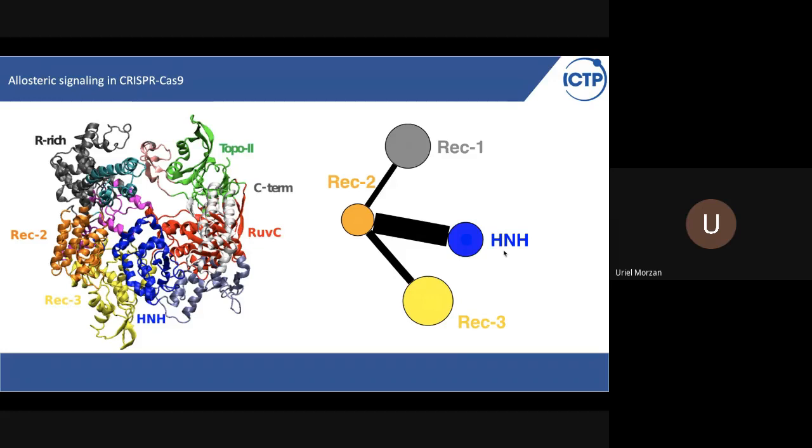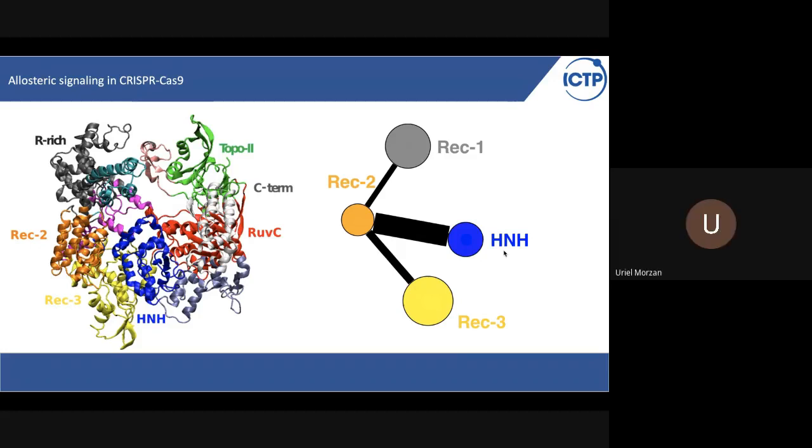Something I didn't tell you is that the black lines between communities are the dynamical crosstalk between the communities. So the thicker these black lines, the stronger the interaction between these communities, okay? So we can now introduce mutations on the system in order to tune this crosstalk between communities, and this will affect the catalytic activity of the protein, okay?